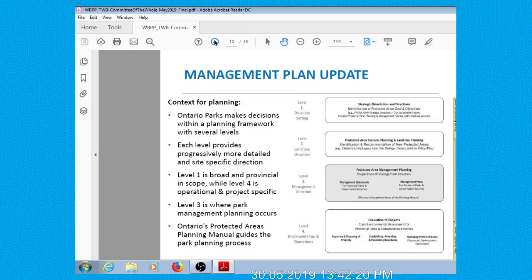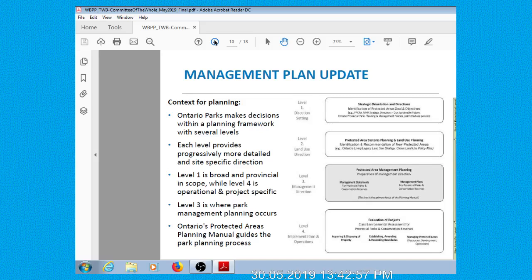All right, the management plan update. So I'll move through these relatively quickly, but stop me if you want to discuss anything. Ontario Parks and the Ministry of the Environment, Conservation and Parks now makes planning decisions within a framework. So this is just a visual example of the framework. We start at the top with broad strategic directions, so the Provincial Parks and Conservation Reserves Act, policies that apply across the entire provincial park system, and that sort of thing. So that's the upper level. We move down to lower and more site-specific levels as we go through.